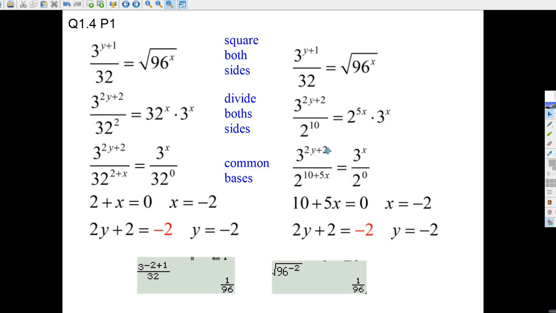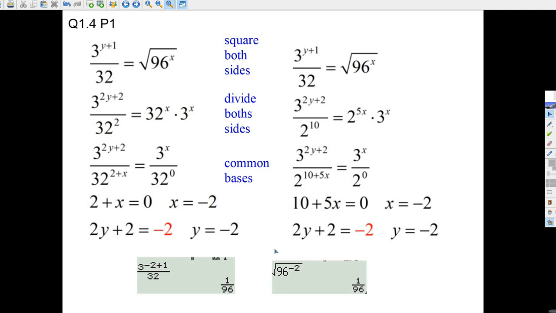Now this 2y plus 2 must equal x, so all I do is replace x with minus 2. The only way these two things can be equal is if their exponents are equal. 3 over 2, 3 over 2, so their exponents have to be equal. So I put in minus 2 there and I solve. I get minus 4 divided by 2. I get y equals minus 2.